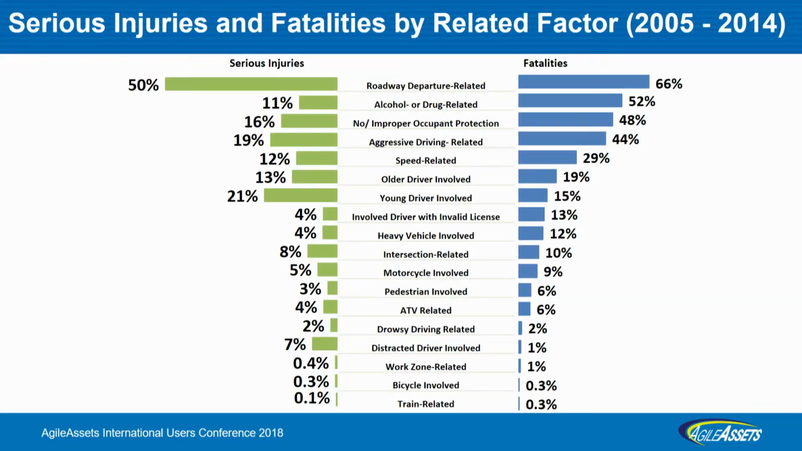So we've set an interim goal to reduce our fatalities by 50% by 2030 and to reduce our serious injuries by an even larger percentage of 66. So we use a system like Agile and some of our other tools to help us identify the areas that we need to focus on. And when you look at this, it really quickly pops out that West Virginia has a roadway departure crash problem. They account for 50% of our serious injuries and 66% of our fatalities.